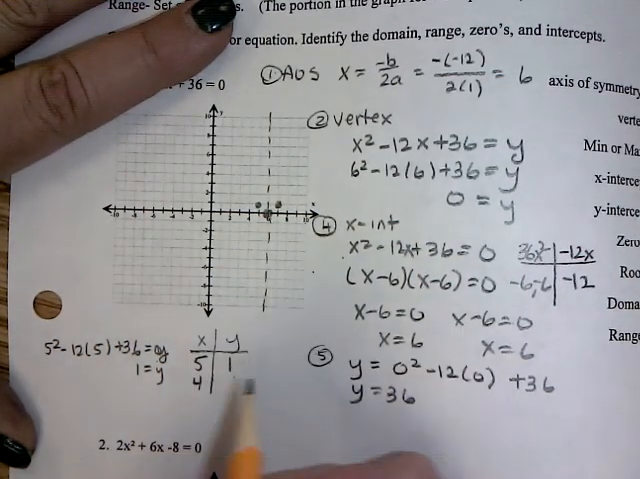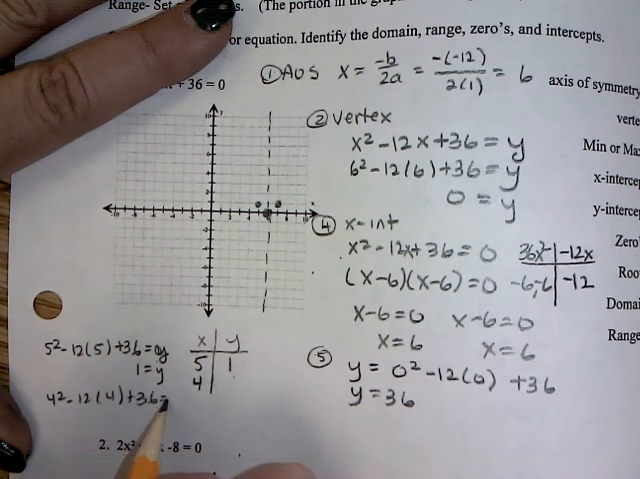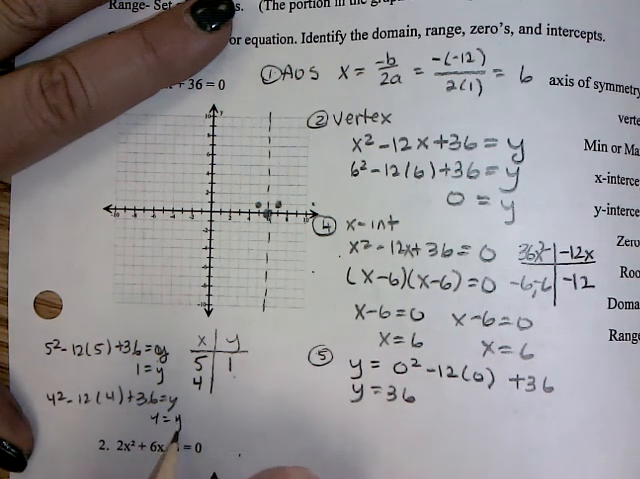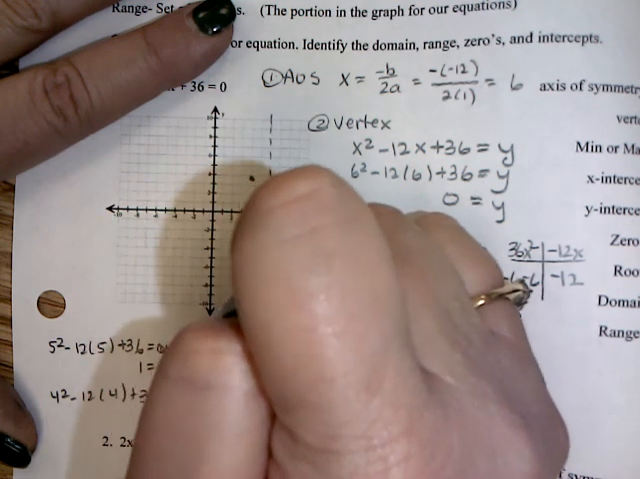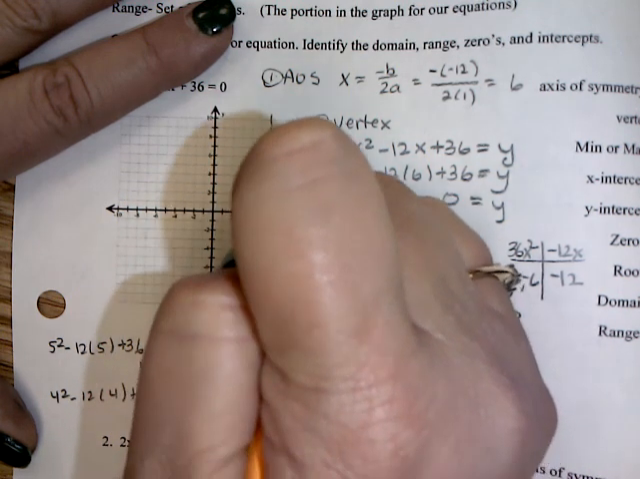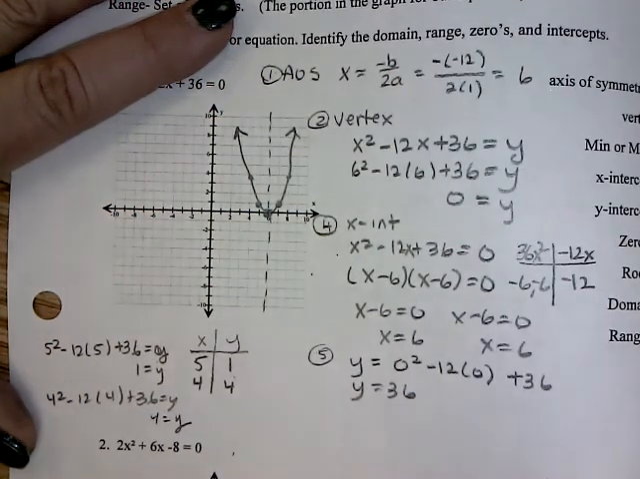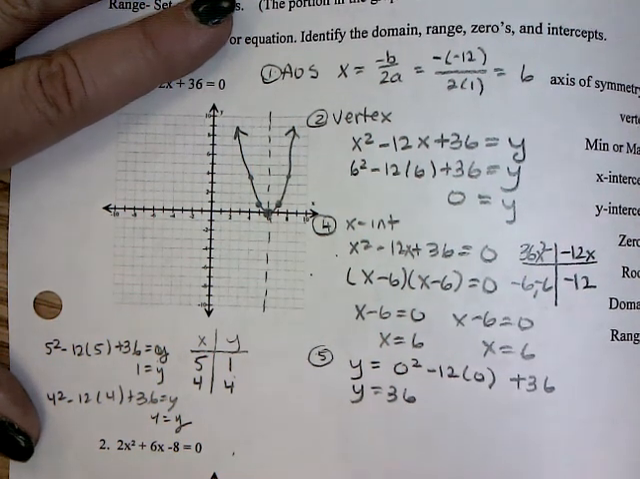I'm going to pick the next point over. So 4 squared minus 12 times 4 plus 36 equals y. So here, y equals 4. So I can take the point (4, 4), 1, 2, 3, 4, and reflect it. Now I can make a nice pretty U. Sometimes you're going to have to make a table. Not often, because usually once we find our x-intercept, our y-intercept, and our vertex, and we reflect anything we can, typically we have our 5 points for our graph.